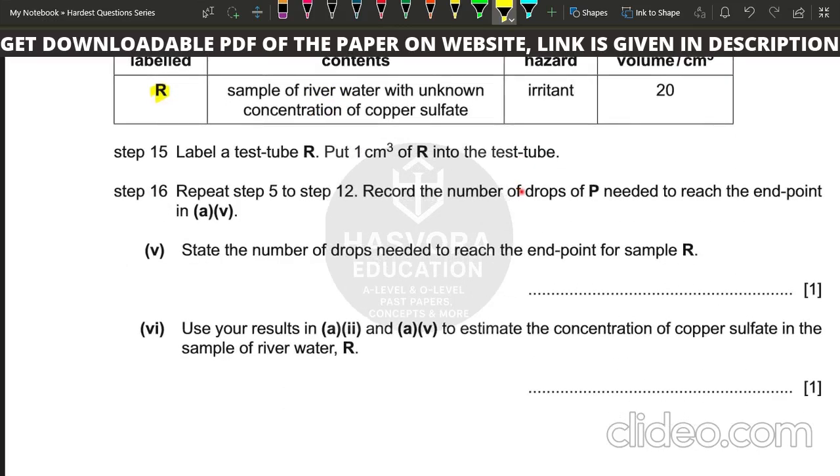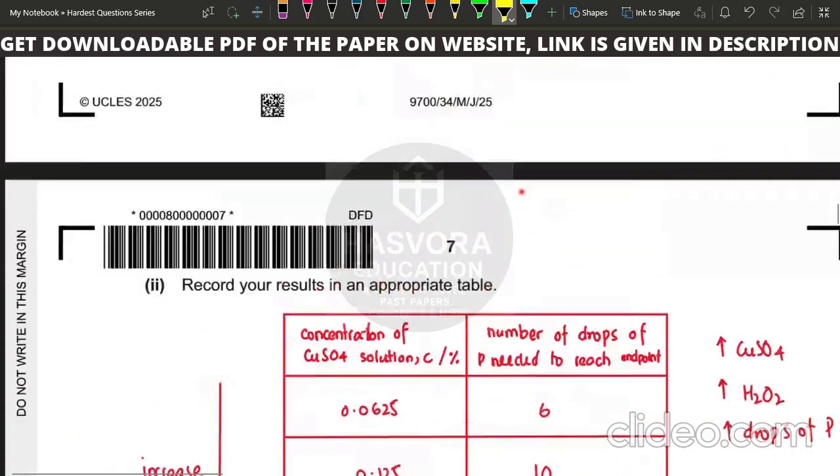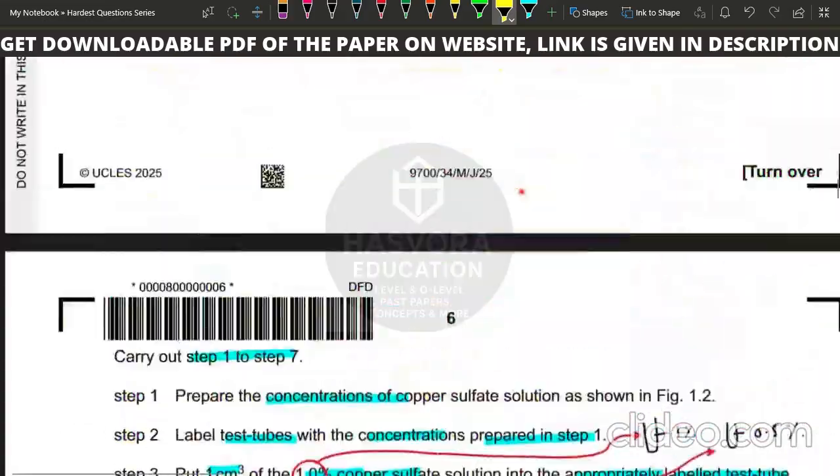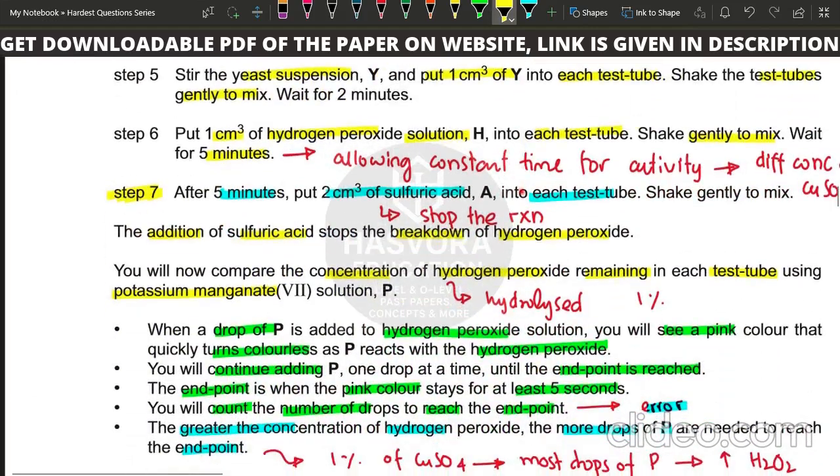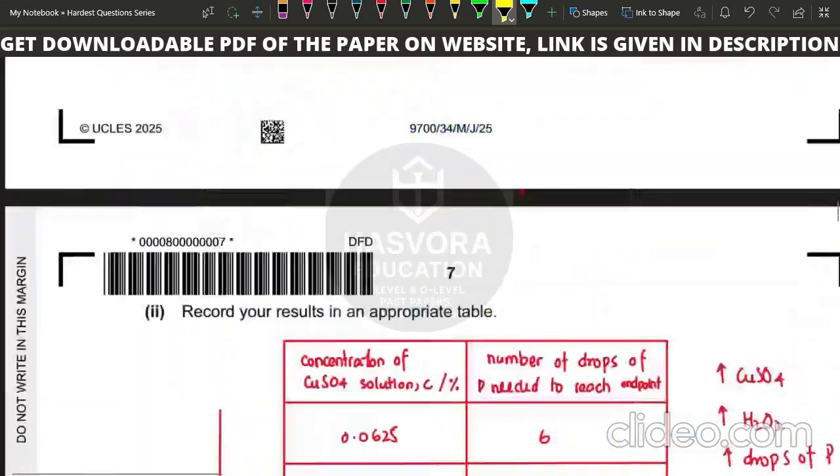You have to put 1 cubic centimeter of R into a test tube, and then repeat the same steps. First of all, you will add the yeast suspension. The copper sulfate is already present in this solution. Let's take you through steps 5 to 12. Then you add the hydrogen peroxide solution, wait for 5 minutes, then add the sulfuric acid, and count the number of drops.